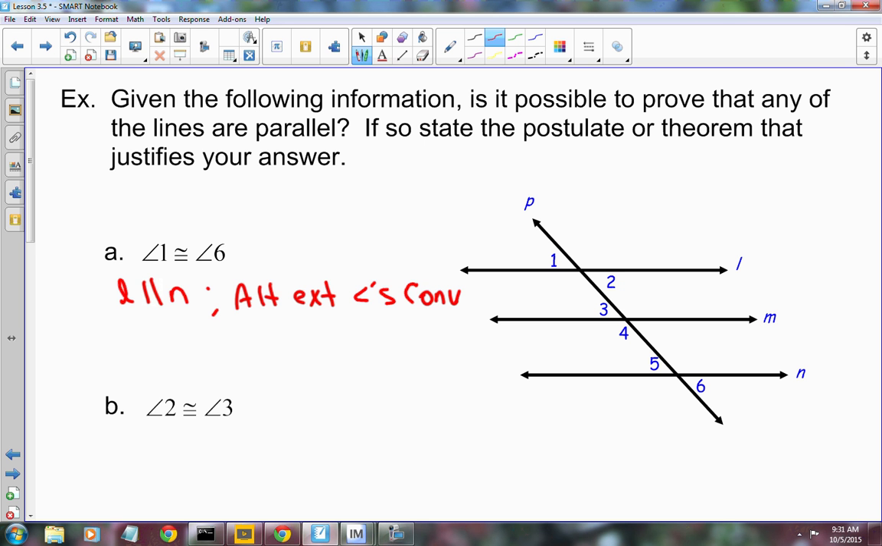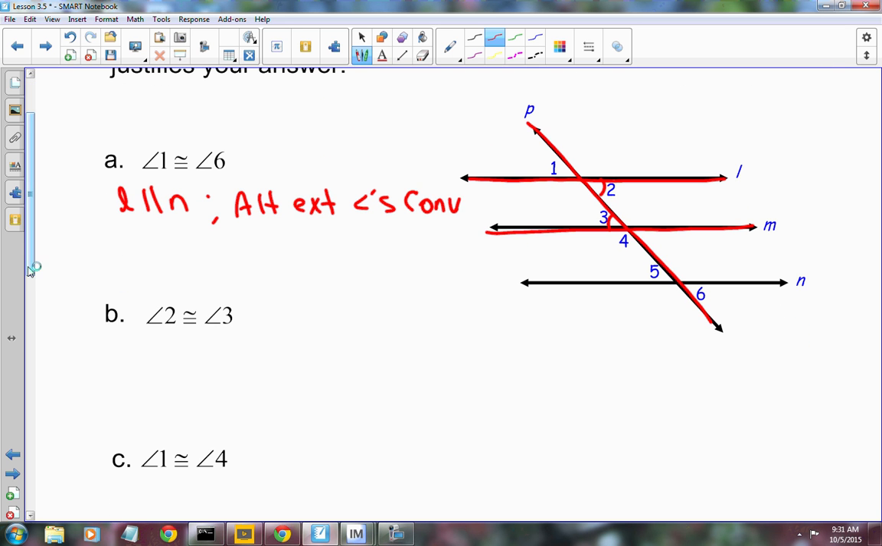Okay, let's look at the next one. Angle 2 is congruent to angle 3. So again, if I highlight those lines that make those angles, do 2 and 3 have a relationship, or are they a special angle pair? Alternate interior angles. So does that make me have parallel lines? Yes, because they're congruent, it makes me have parallel lines. So what lines are parallel? Okay, so L is parallel to M, and that's by the alternate interior angles converse.